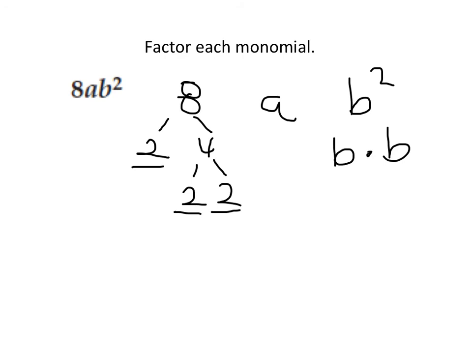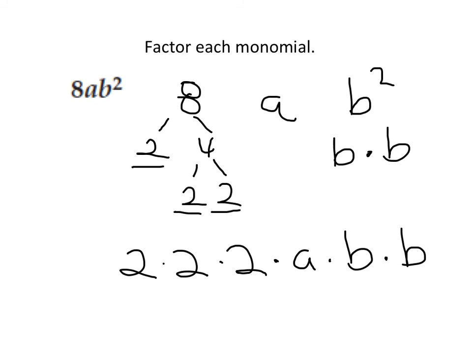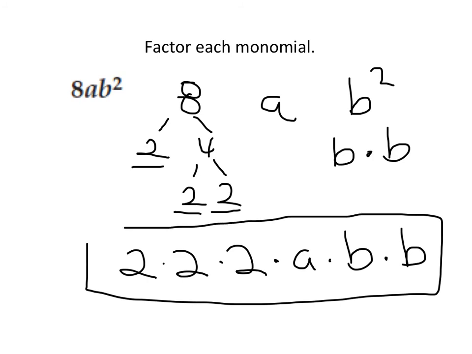Now I just need to put this all together in a coherent answer. Now we have just factorized our monomial: 2 times 2 times 2 times a times b times b. And that is how we write the answer, making sure that we put a multiplication symbol in between, avoiding x but using the dot, or we could even use parentheses.